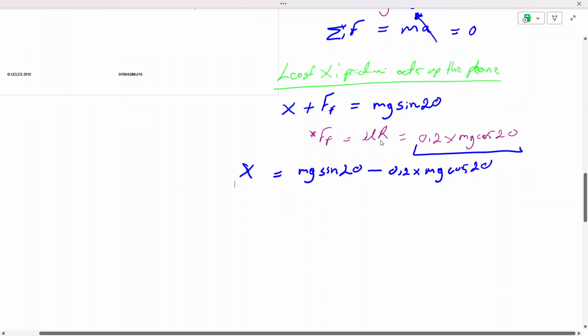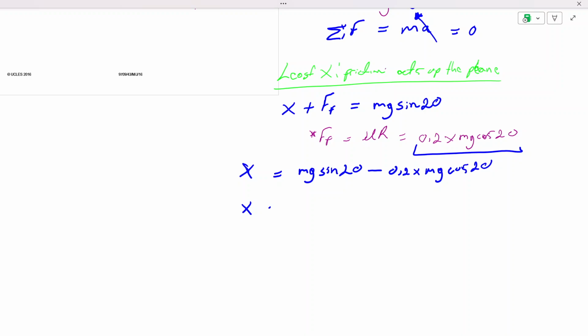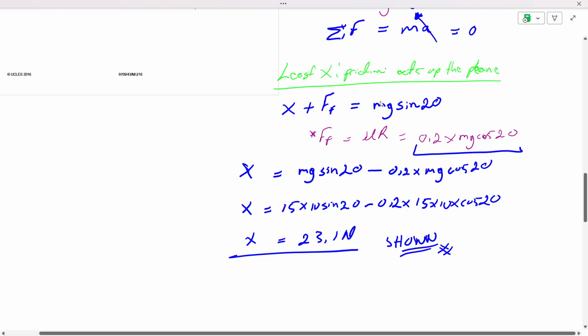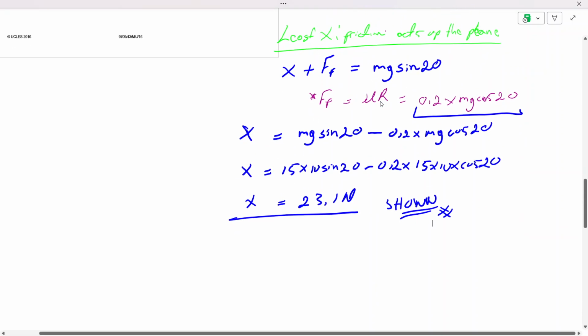So when I plug in those values for mg, I get X is equal to 15 multiplied by 10 sine 20 minus 0.2 multiplied by 15 multiplied by 10 multiplied by cos 20. Plug that in the calculator, you get 23.1 newtons exactly, and you would have shown it like that. Okay.